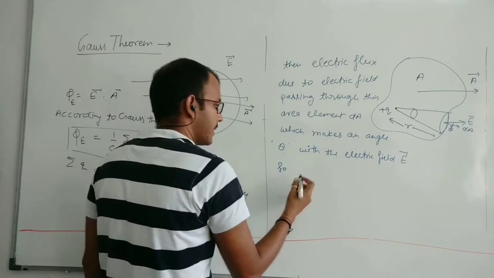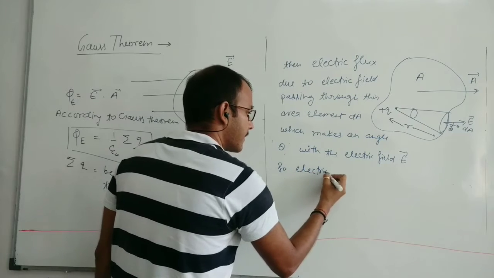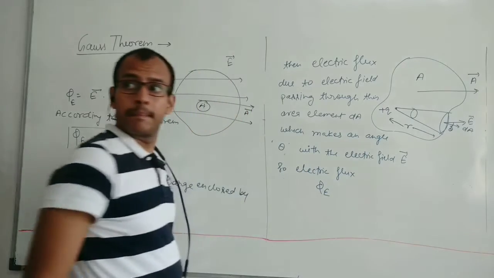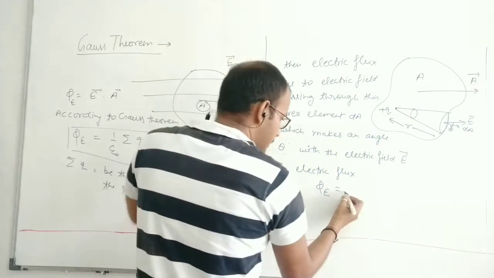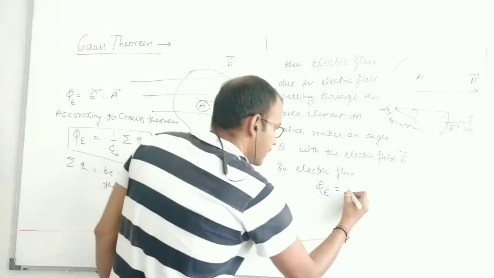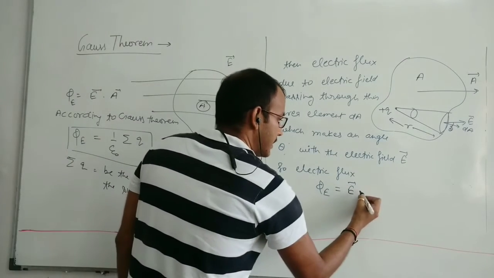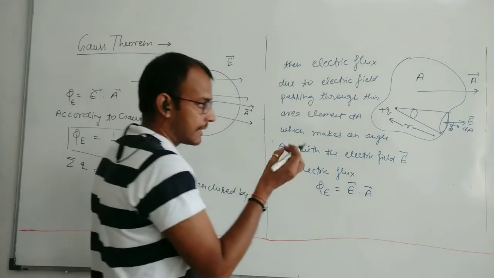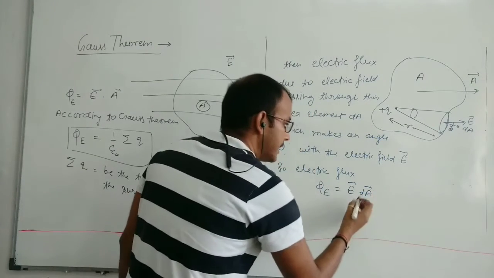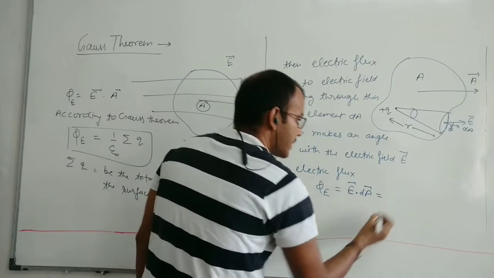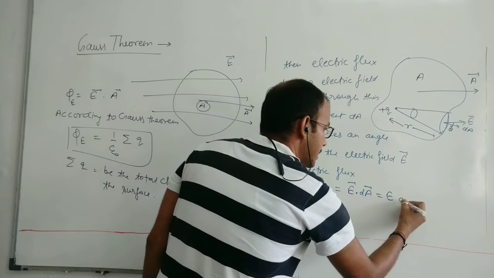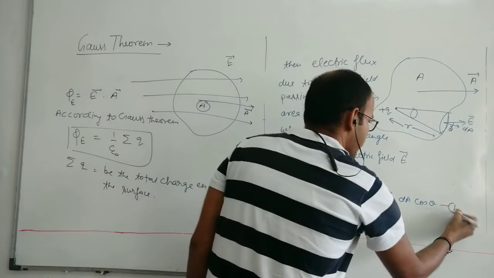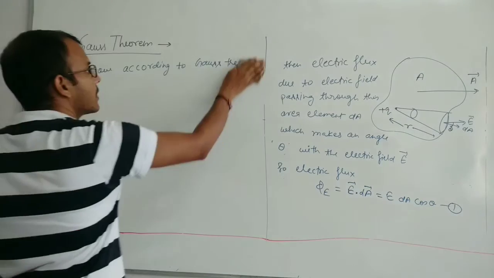So electric flux phi E is equals to vector E dot vector A. यहाँ पे हमने कंसिडर किया स्मॉल एलिमेंट dA, that is vector dA is equals to E dA cos theta. Equation 1.